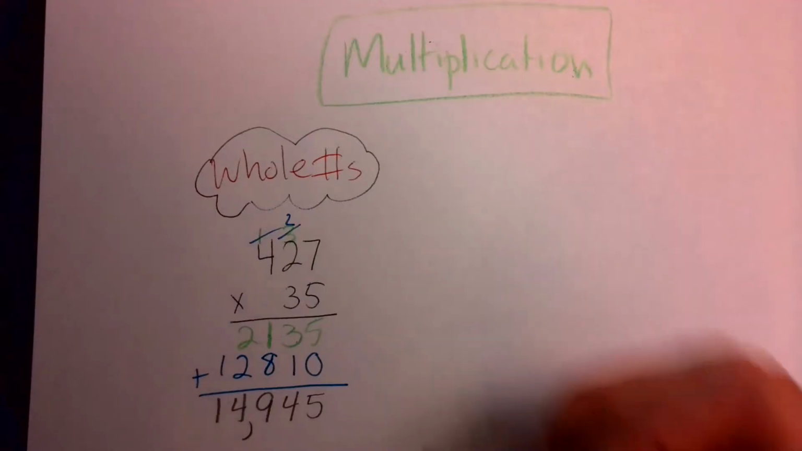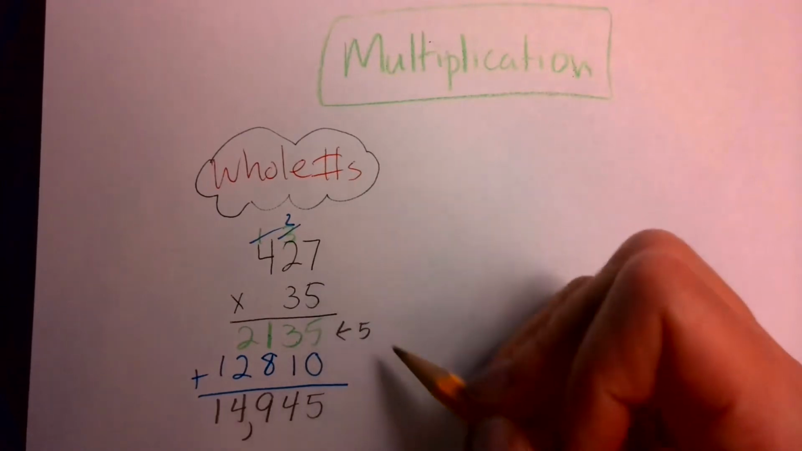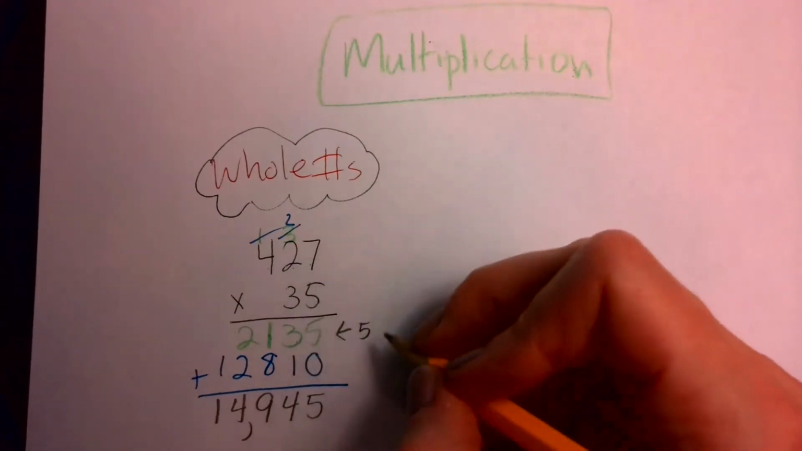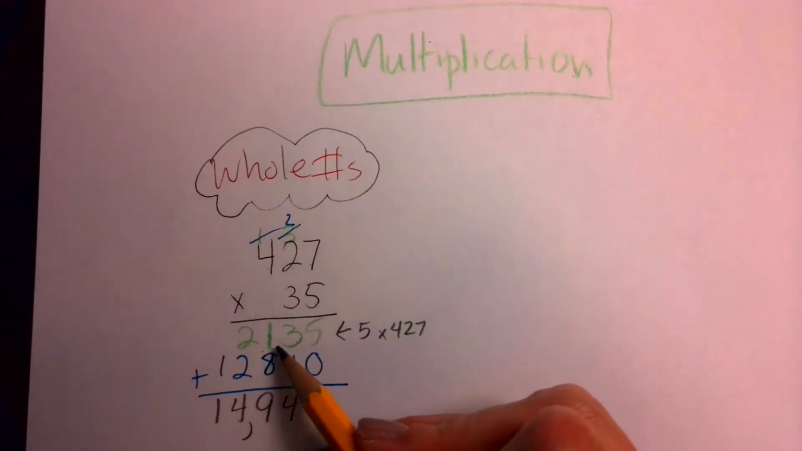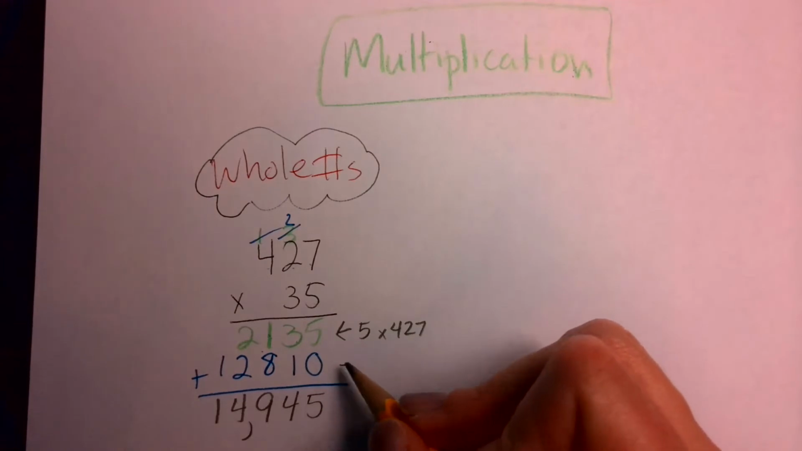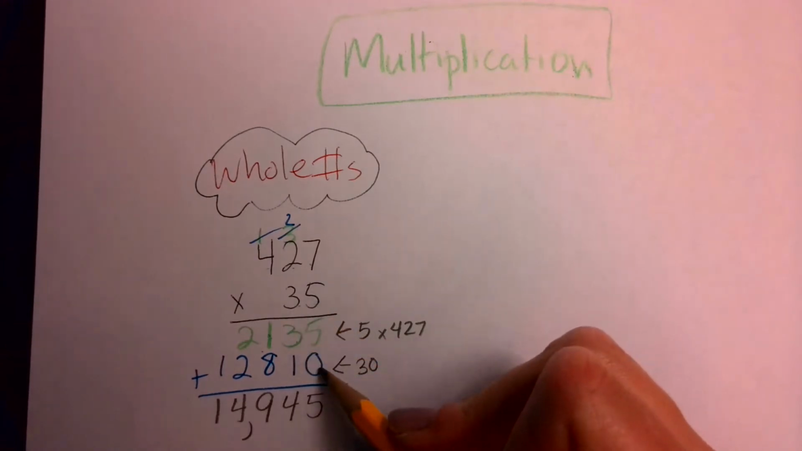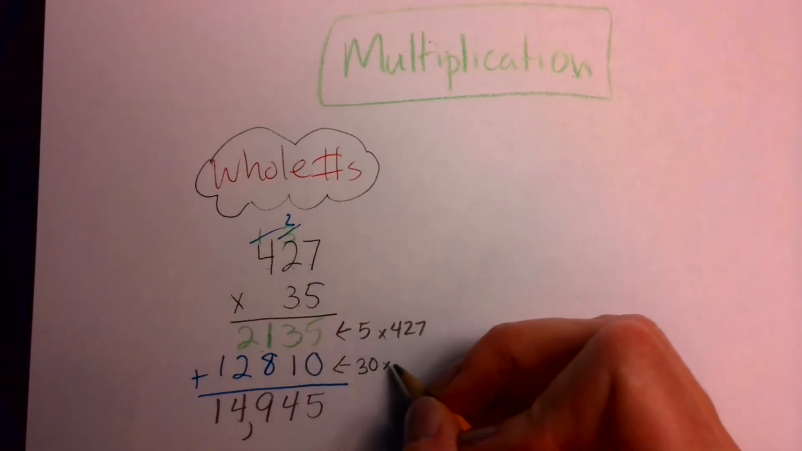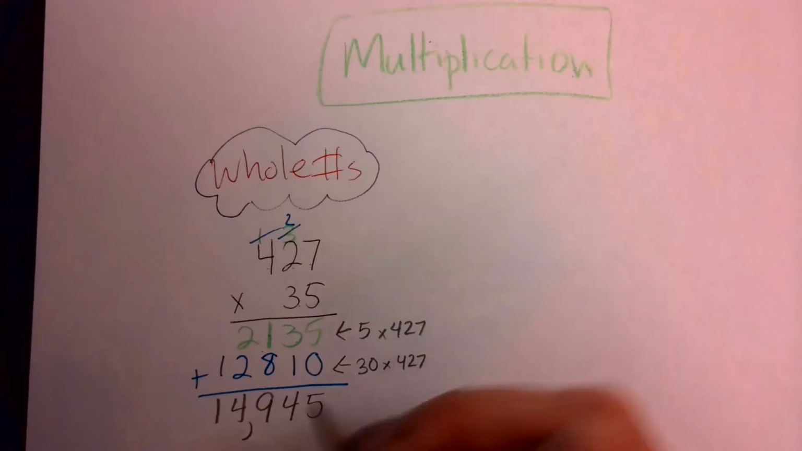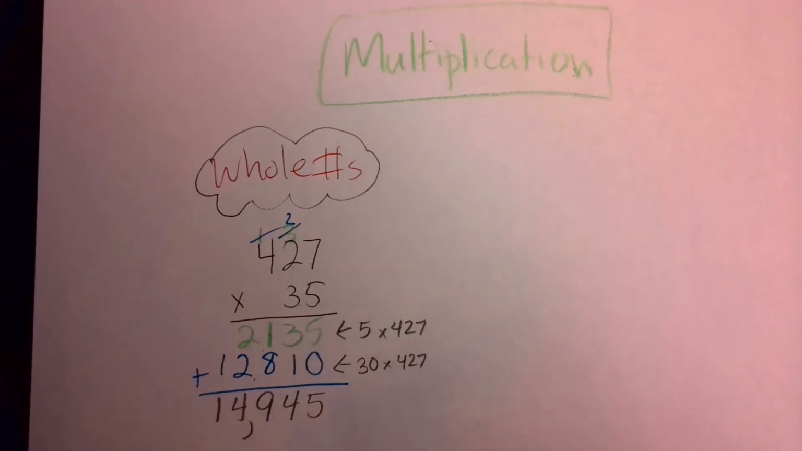Check your answers. How'd you do? When you multiplied everything times 5, when I say everything, I mean 427. So 427 times 5, you should have a 2,135. And then when you multiplied everything technically by a 30, but we get to just put a placeholder 0 and multiply everything by 3, did you get a 12,810?